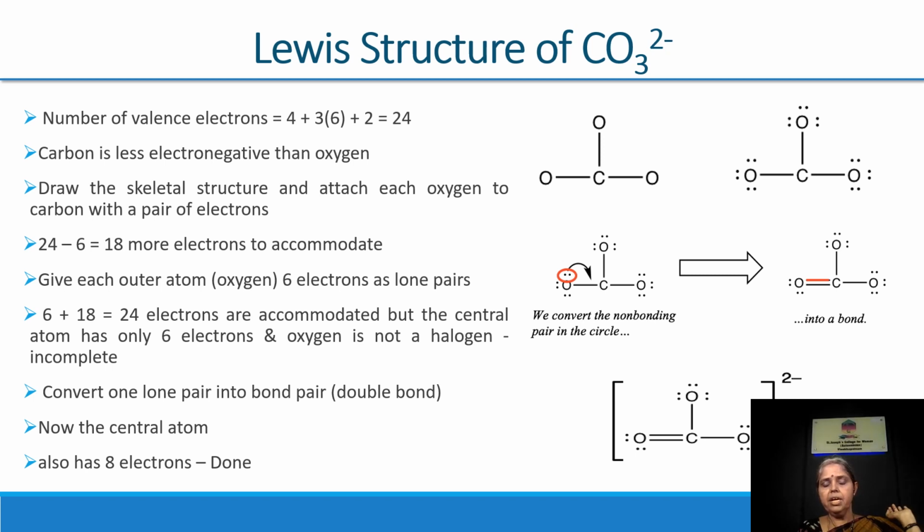You can see here, this is the final structure of CO3 2 minus, where 2 minus is the charge, and each of the bonded atoms is having an octet of electrons. So, we have seen with CO3 2 minus how to write the Lewis structure.